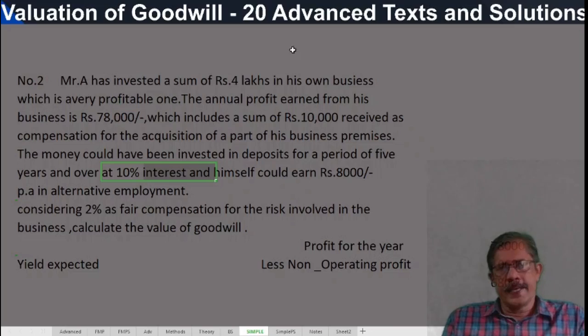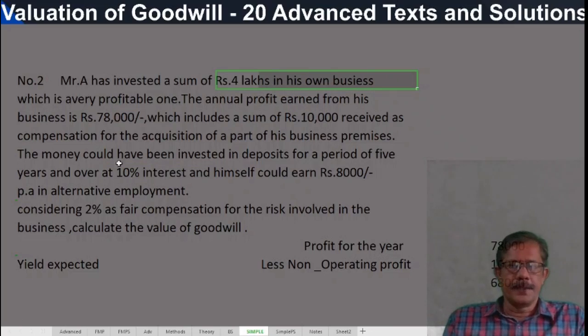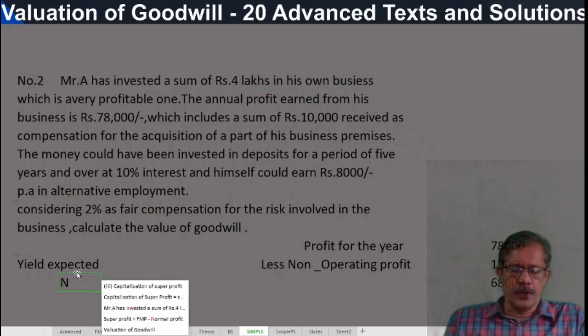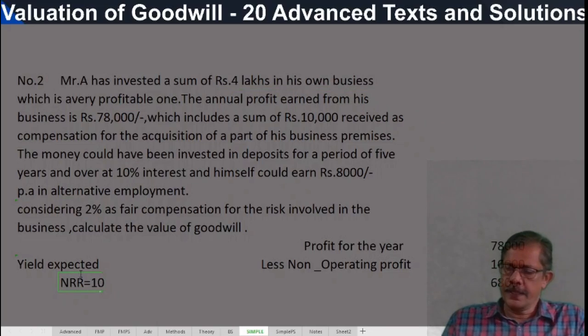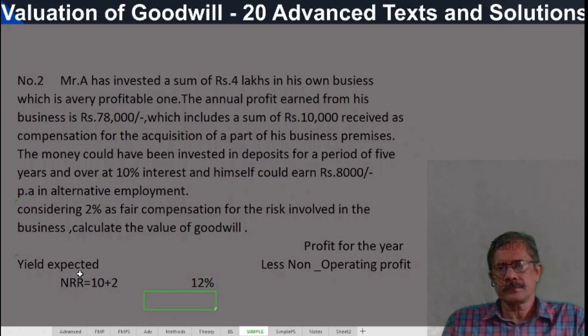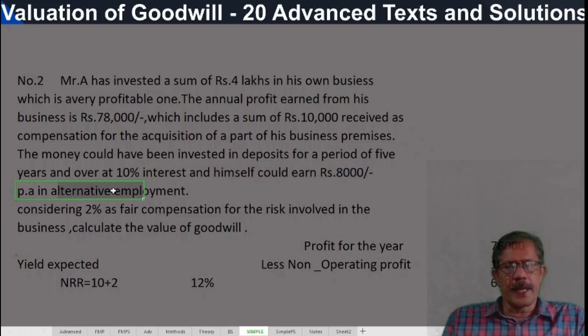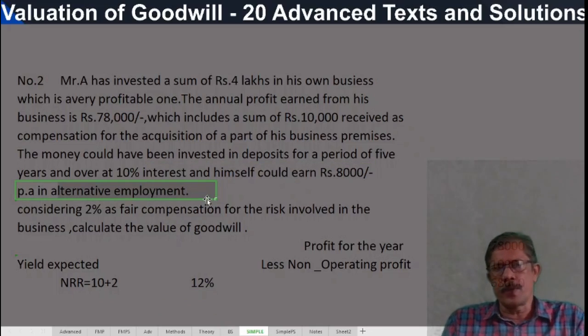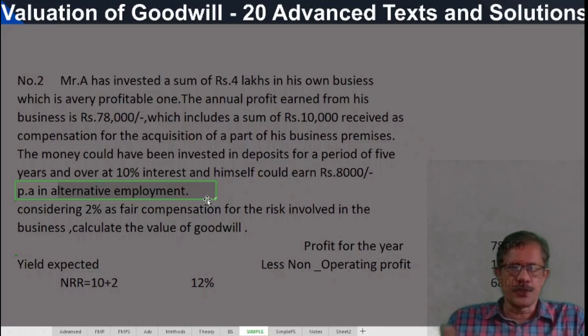So here Mr. A has invested a sum of rupees 4 lakh in this business. This is the capital employed. And the normal rate of return is also given: 10 plus 2, that is 12%. Normal rate of return is equal to 10 plus 2, which is equal to 12%. Correct? And he himself could earn 8,000 rupees per annum in alternative employment. That is the fair remuneration of the proprietor. That also should be deducted from the adjusted profit.